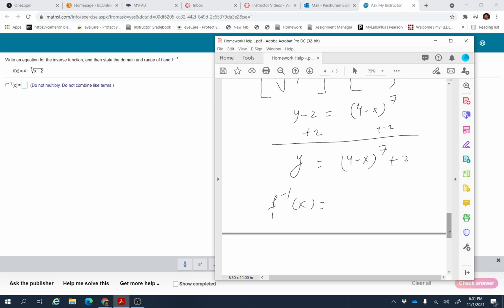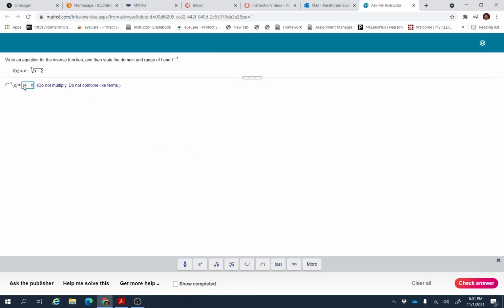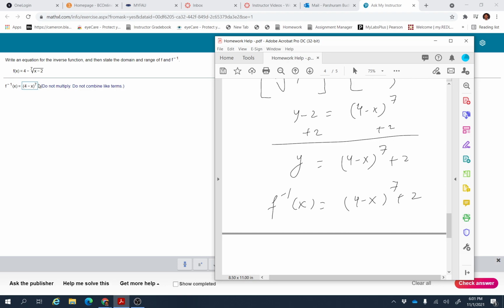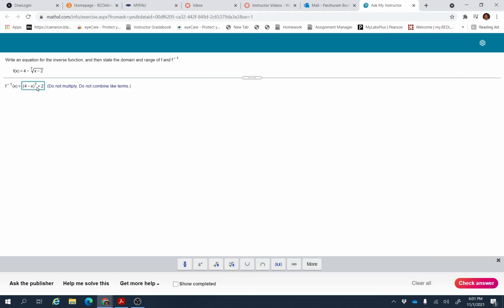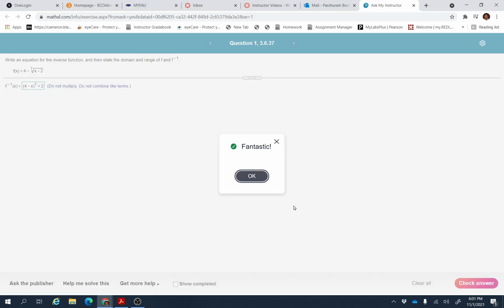So we're going to replace this y by f inverse. Okay, and that's what I'm going to type here. 4 minus x to the power 7, plus 2. That's the inverse.